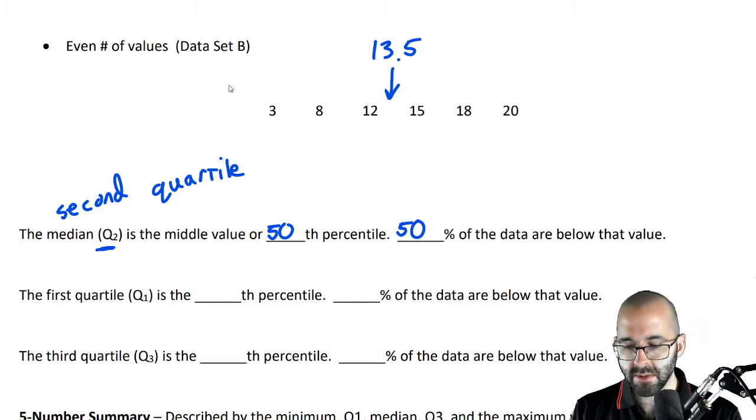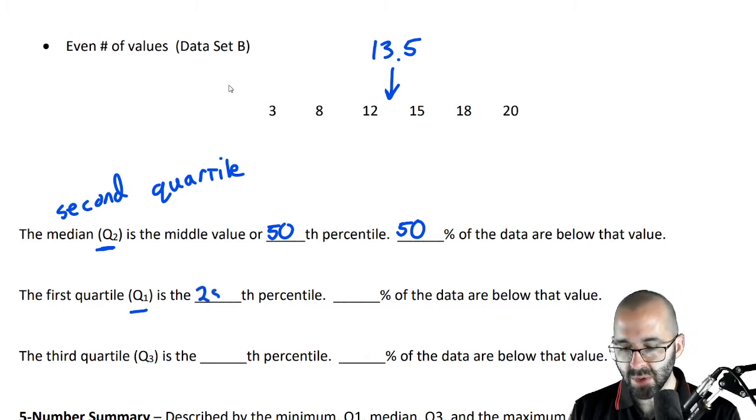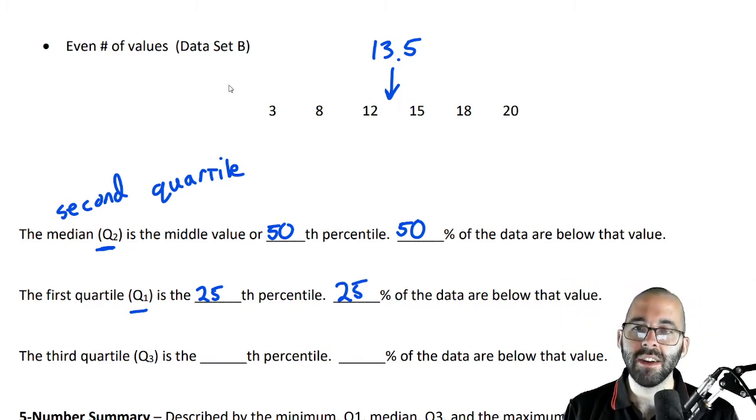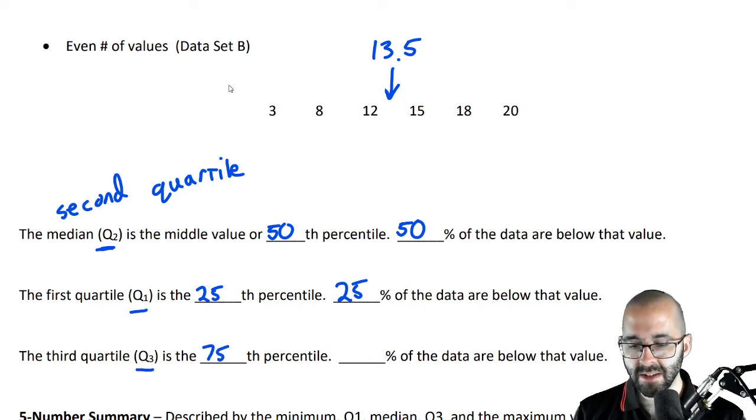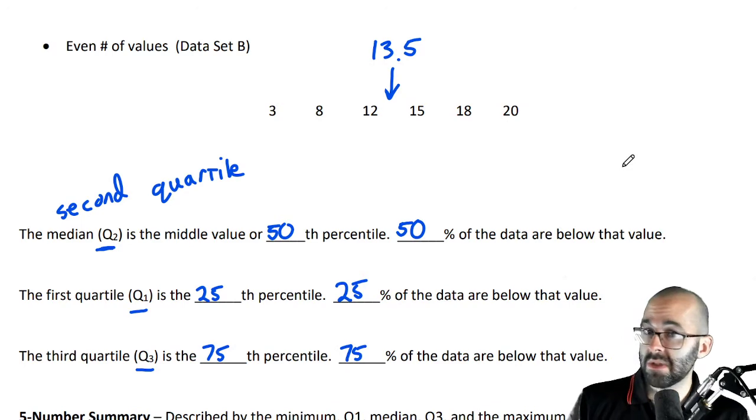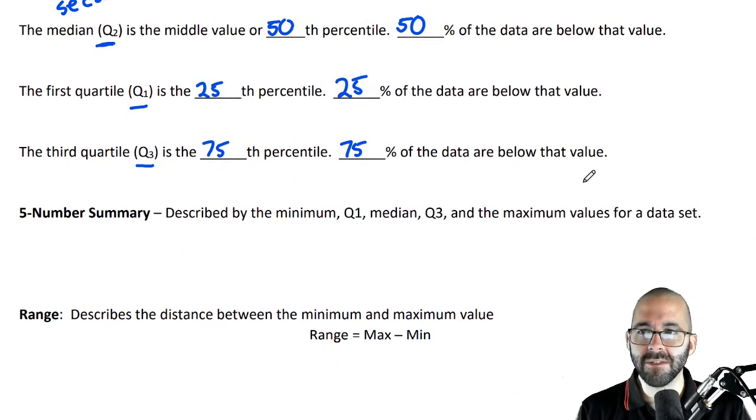The first quartile, which is called Q1, the first quarter of the data, is the 25th percentile, which means that 25% of the data is below that value. So I'm pretty sure at this point you can fill in the next one, right? The third quartile, Q3, that's the 75th percentile, which means that 75% of the data is below that value. Okay. And that's most of this video, honestly. We'll talk about a couple more definitions though, to tie it all together.